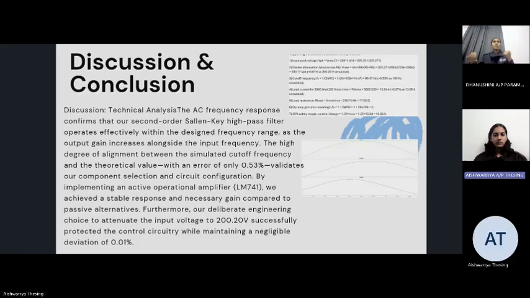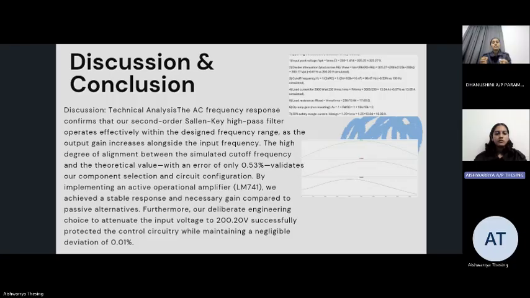When using the LM741, it provides better gain and a more stable response compared to a passive filter. We know there are a lot of disadvantages in using a passive filter.